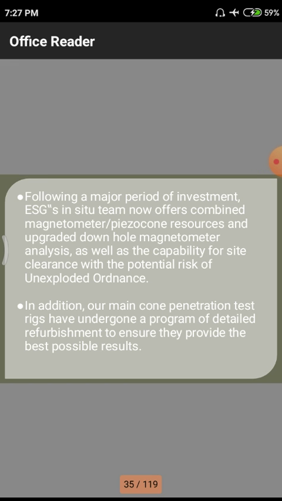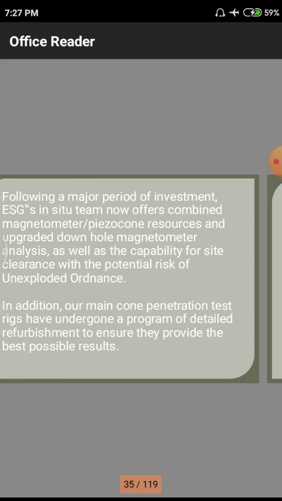In addition to our main cone penetration tests, the rigs have undergone a detailed refurbishment program to ensure they provide the best possible results. That means some additional tests also we have to do for better results and better experiences. These are the things involved in those.